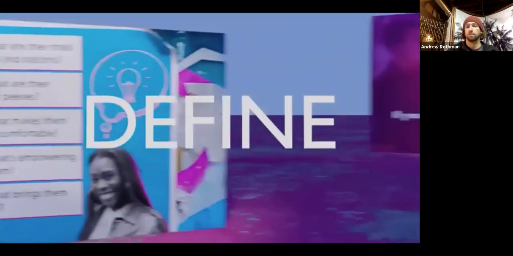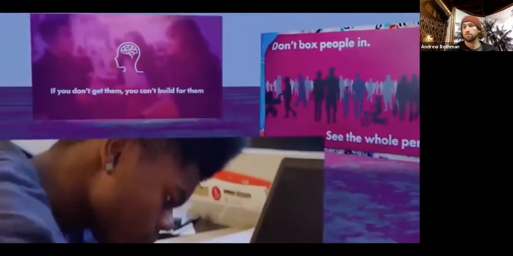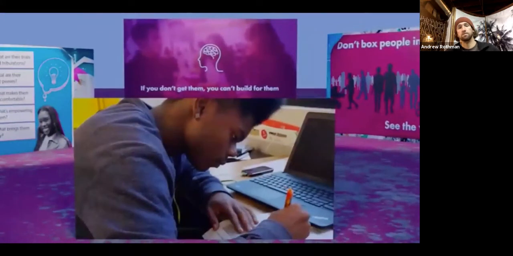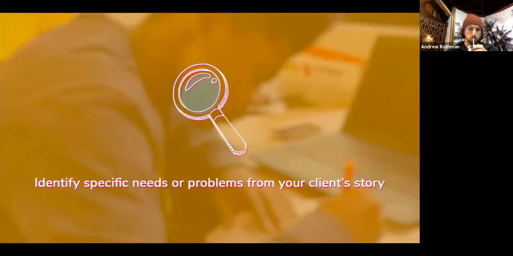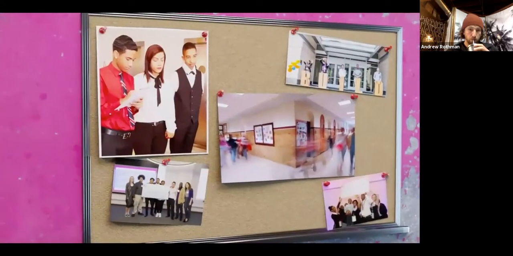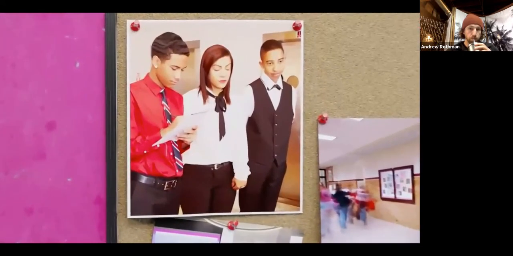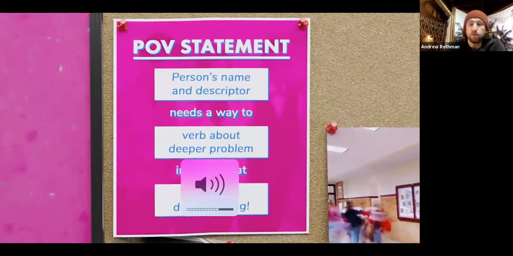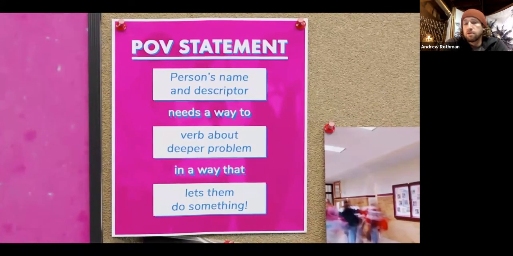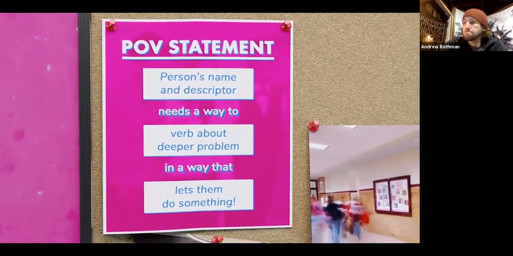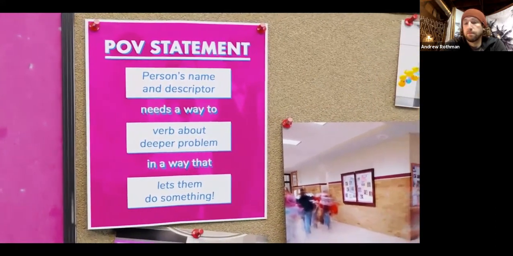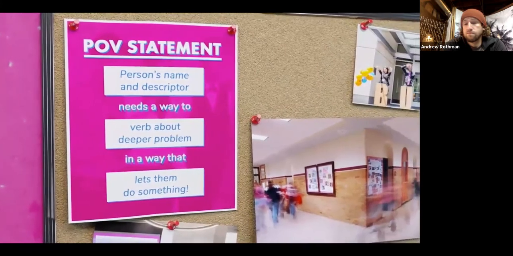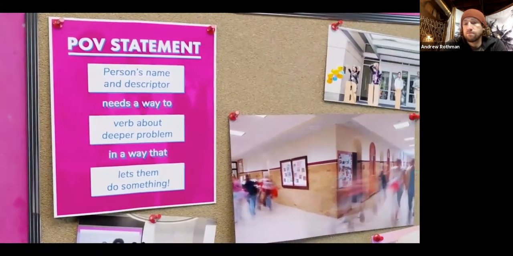Define is the second step in the design process. You'll take everything you discovered from diving into your client's story and use it to identify a specific need or problem. In this part of the challenge, you'll craft a point of view, or a POV statement. The POV statement includes an important element of your client's identity and a specific problem or need they have. There are some problems the client may have you can't solve, so pick one you can realistically tackle.